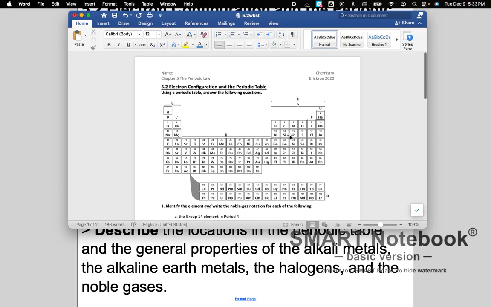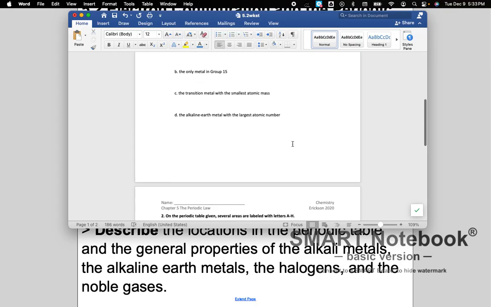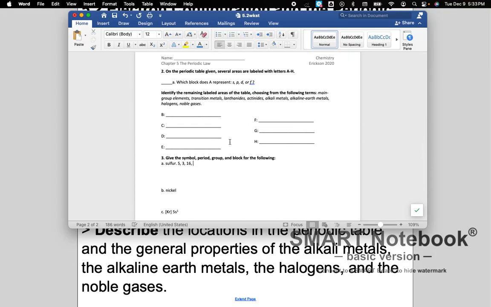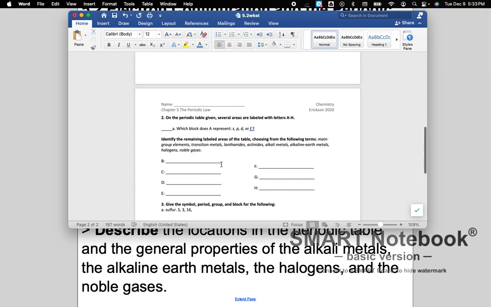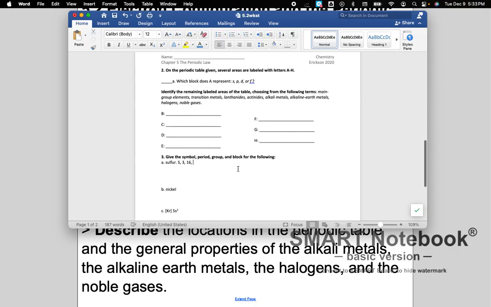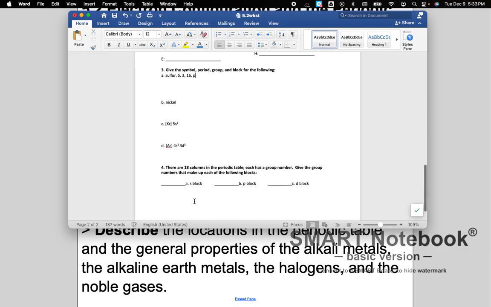The group is, I'd have to count across, 1, 2, 3, 4, 5, 6, 7, 8, 9, 10, 11, 12, 13, 14, 15, 16. So it's in group 16. I guess I could have counted backwards because there's only 18. So I did it the hard way. And then the block, this is my P block. So then I'd write P. So you'd have to find those 4 things for all of these.